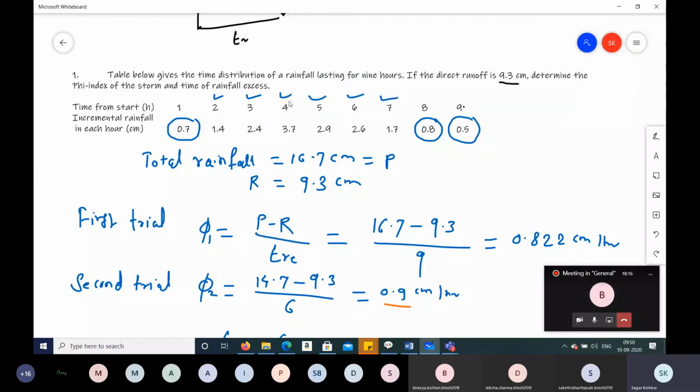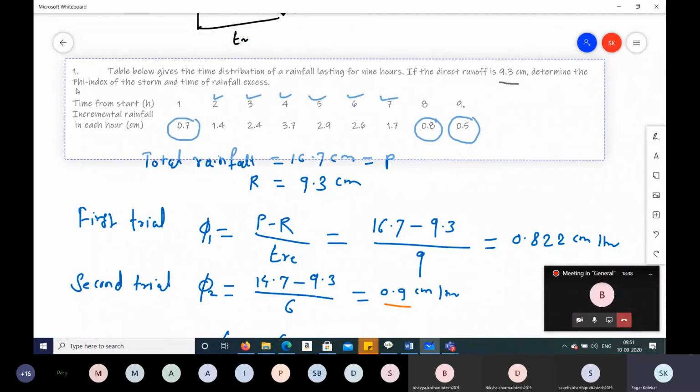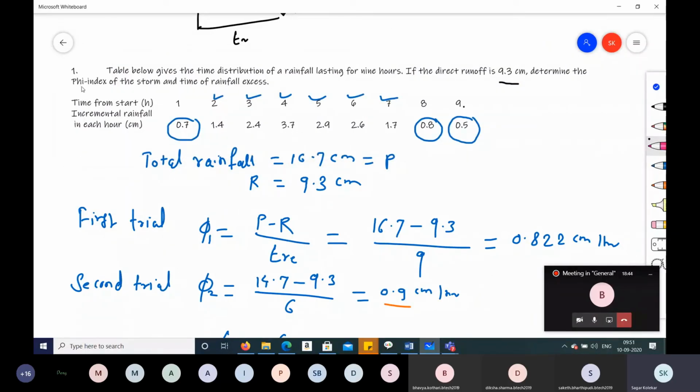Here the time is given, and second, rainfall is given. Time is there from the first hour to the 9th hour, and respective rainfall values are given from 0.7 to 0.5. This 9.3 centimeter is the runoff value, and what we are supposed to do is find out the phi index for this particular problem, and the second one is the time of rainfall excess. So these are the two parameters that we are supposed to find out.